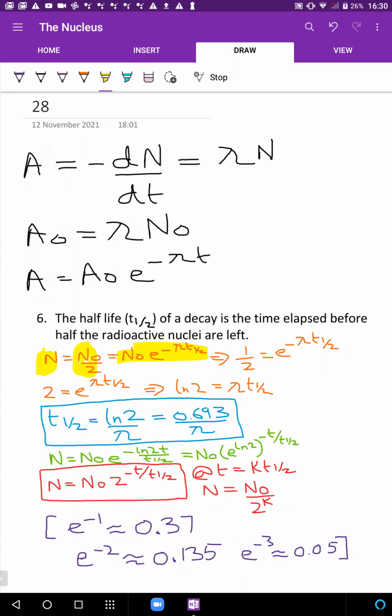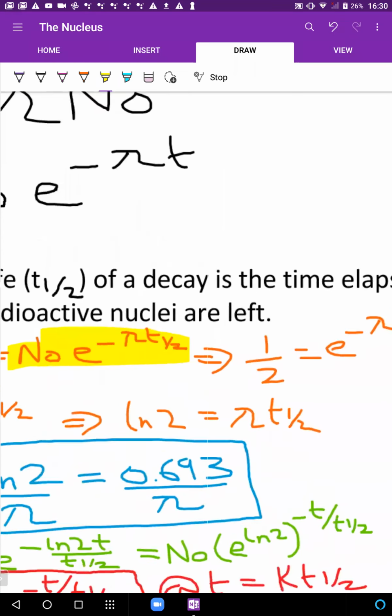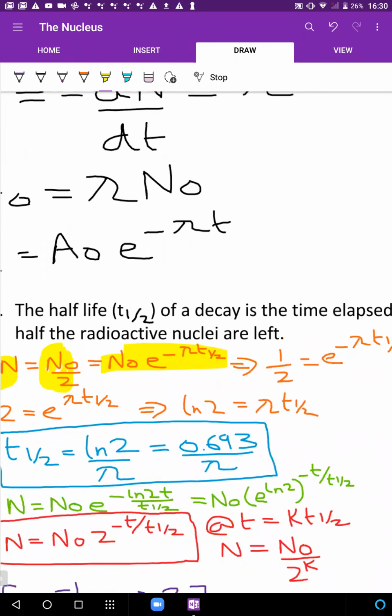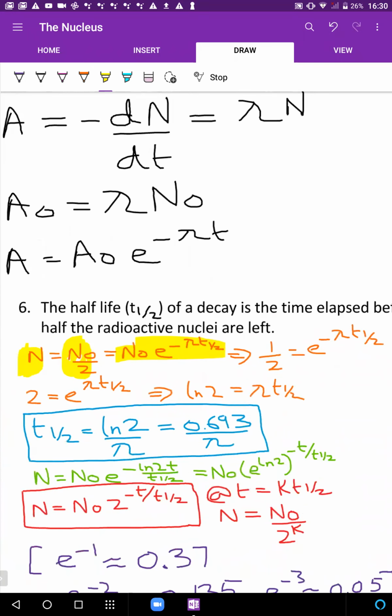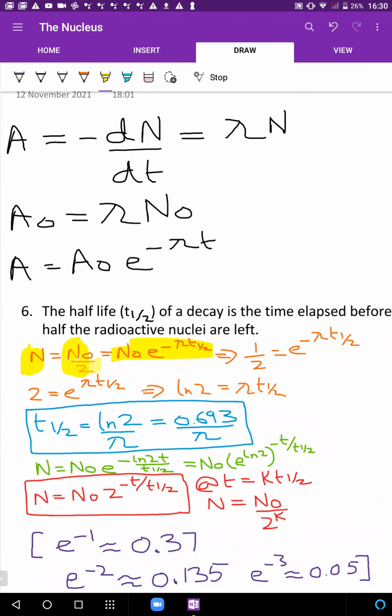I've replaced t with t half. T half represents half life का time, and यहाँ पे तब n का value is n naught by 2. So at t equal to t half, n is n naught by 2.